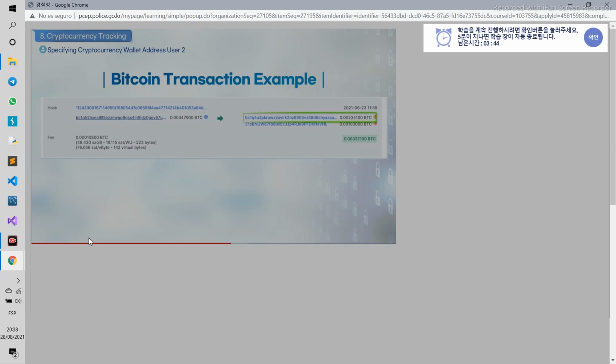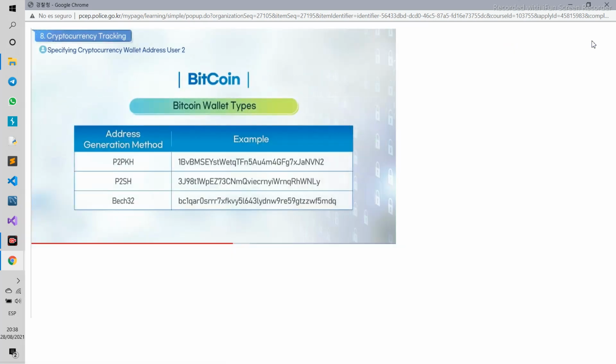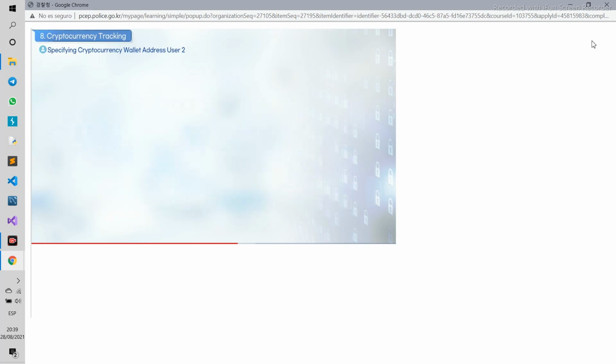We learned last time that there are 3 types of address generation algorithms in Bitcoin. Let's refer to the material from last time briefly. There are 3 types of address generation methods for Bitcoin, and based on each address generation method, the first letter of the address is either 1, 3, or BC1.